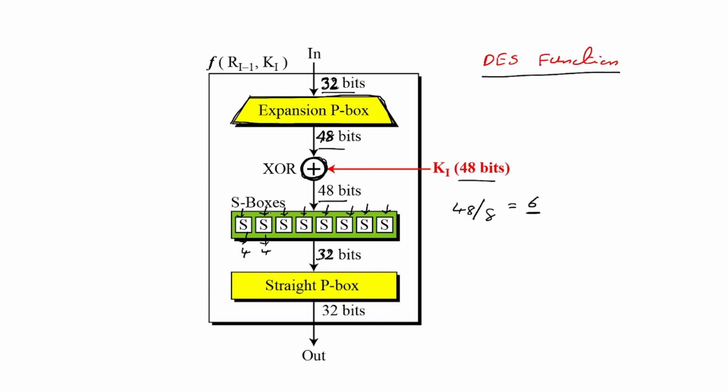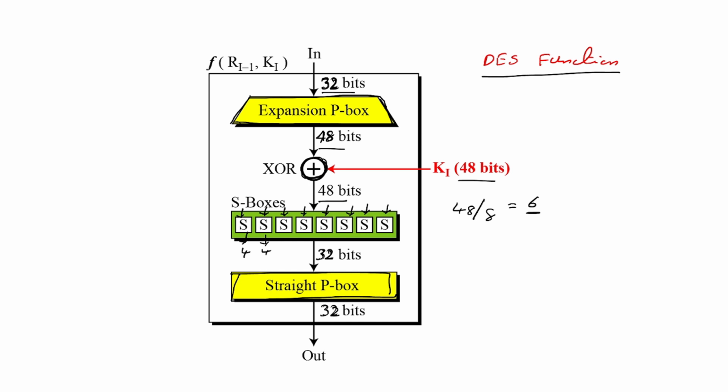So 6 by 4 S boxes we are using. Each function has 8 6 by 4 S boxes, and the last one is the straight P box. Straight P box means permutation box. All these permutations are predetermined. So the position of the characters is already predetermined; the input is 32 bits and the output is 32 bits for the straight P box.